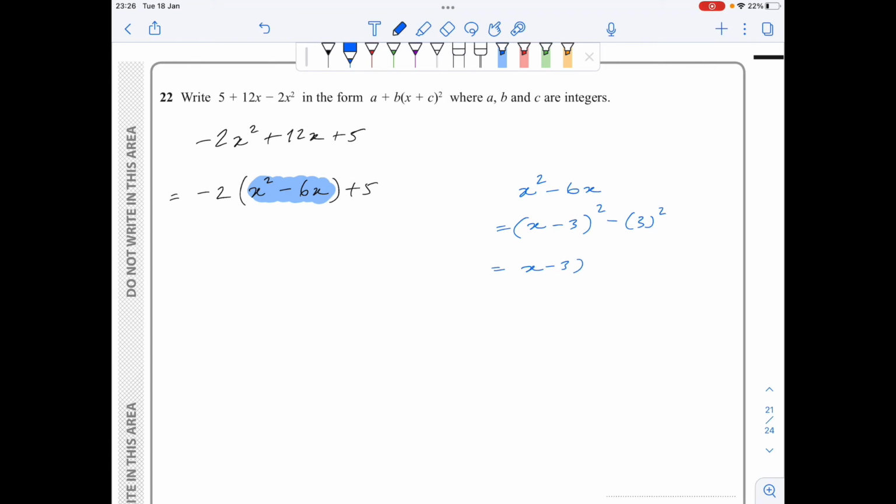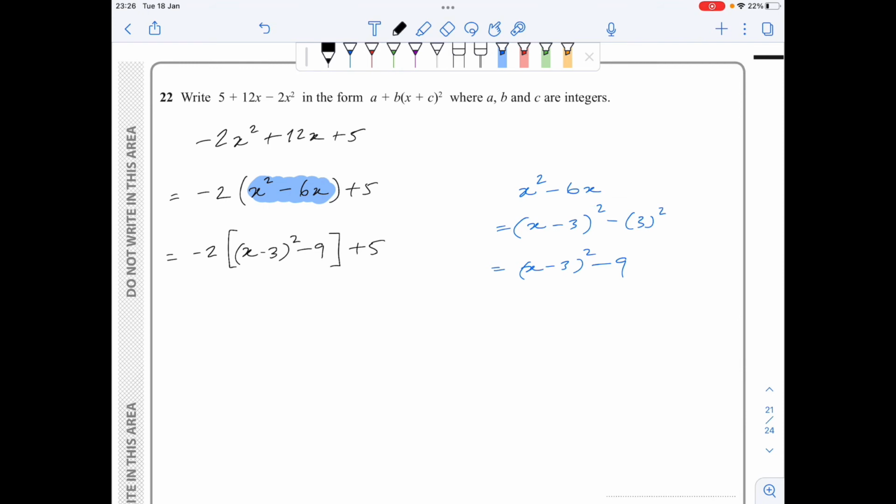So (x − 3)² − 9 is the expression you get when you complete the square. So if I go back now, I'm going to have −2[(x − 3)² − 9] + 5.